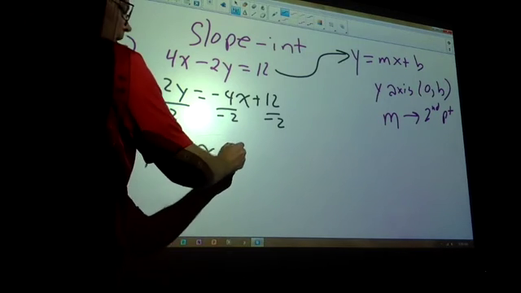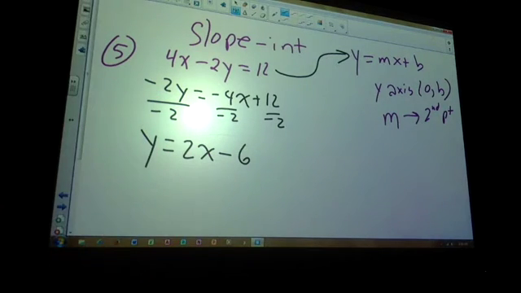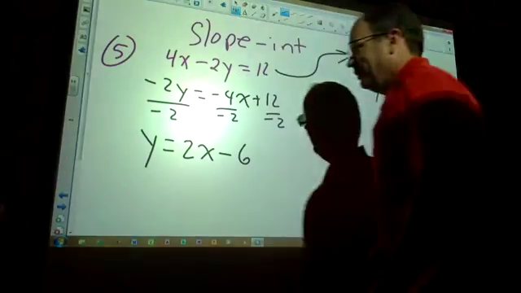Where might an error be made on this problem? Changing the sign, plus 12. Yeah, seeing signs, making sure your signs are correct. Can I finish this one first? Sorry. Jumping the gun on me.